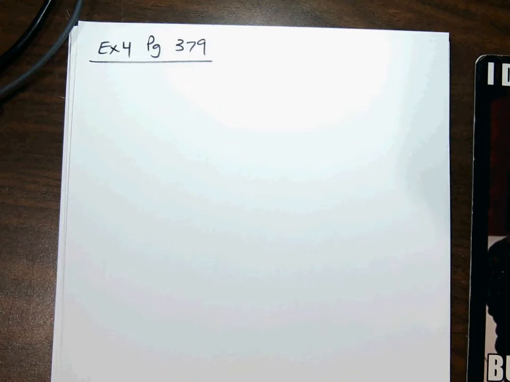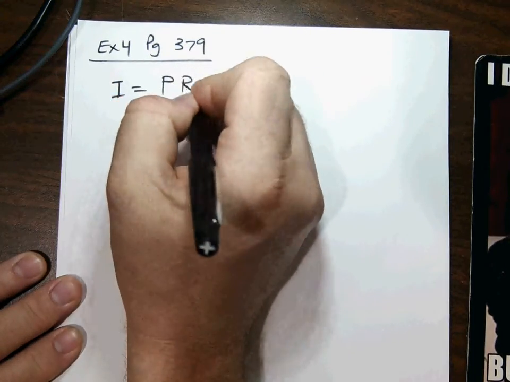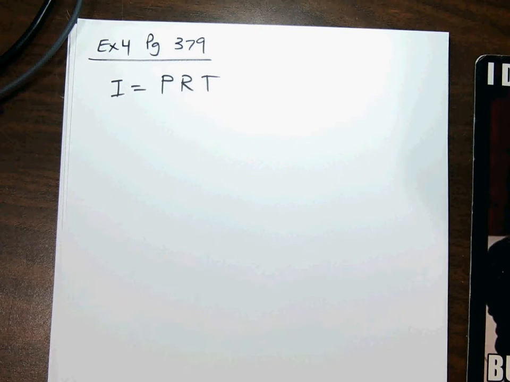Okay, we've seen this formula before. Simple interest, I equals PRT. What's the relationship between P, R, and T? Three things multiplied together, right? Simple interest equals the principal P times the interest rate R times the time T.